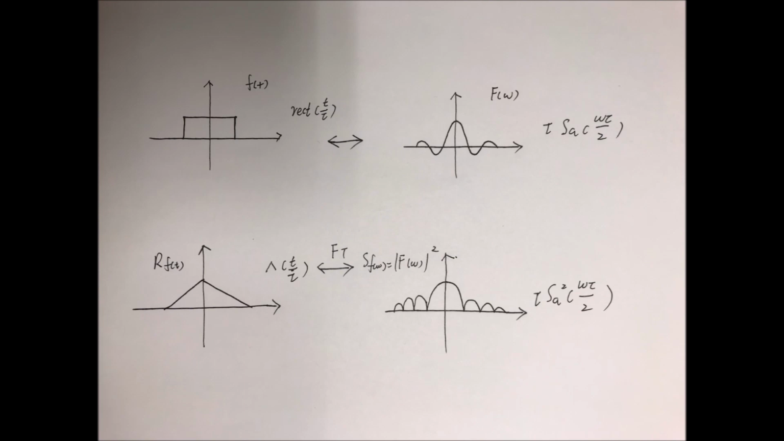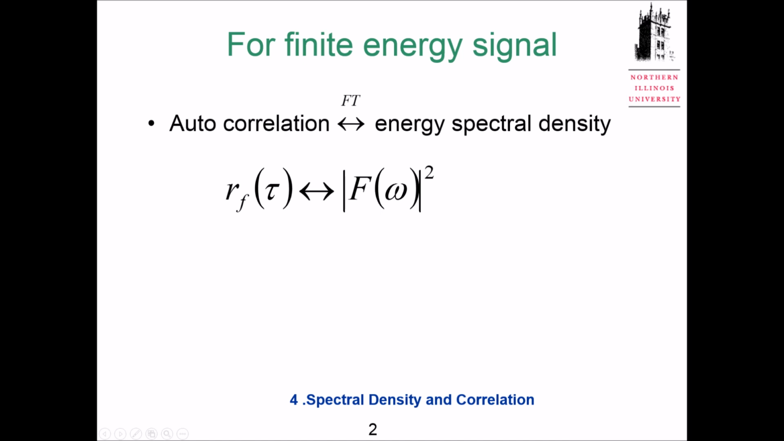Is there a tau here? Yeah, please double check this one. Just look at your table. So this is my R(tau), and this is my S(omega). They are a pair of Fourier transform. So R(tau), power spectral density, energy spectral density, they are a pair of Fourier transform. This is F(omega) magnitude squared. This is just one example. We can connect correlation and spectral density by using Fourier transform, no matter if it's a power signal or energy signal. Any problems, questions so far?